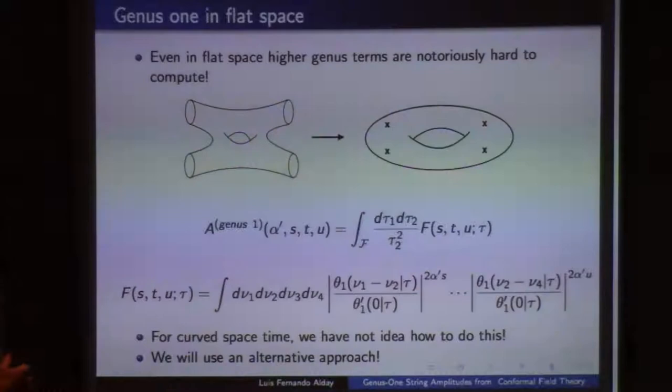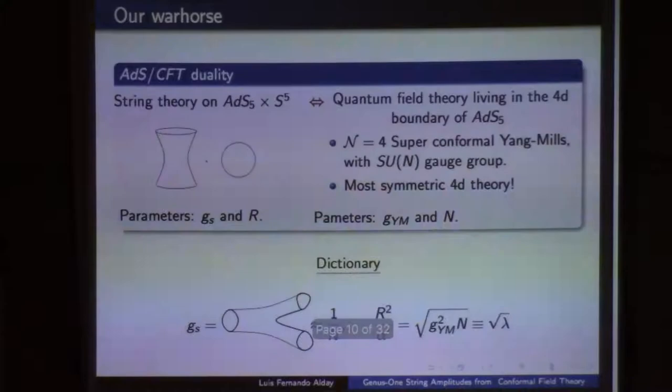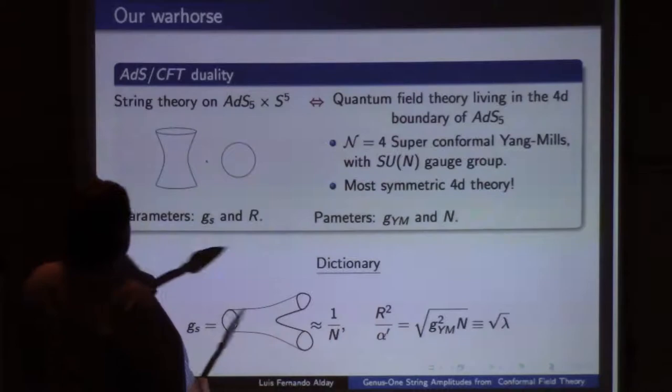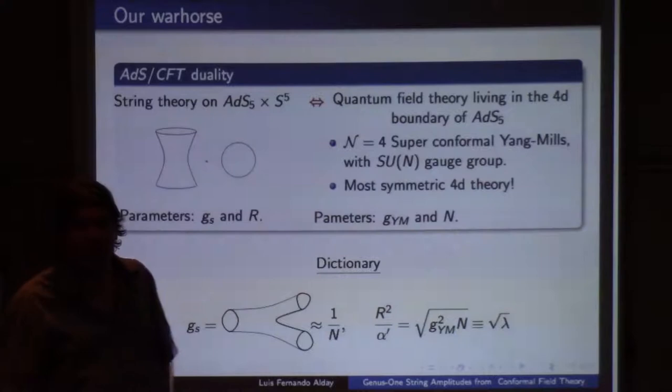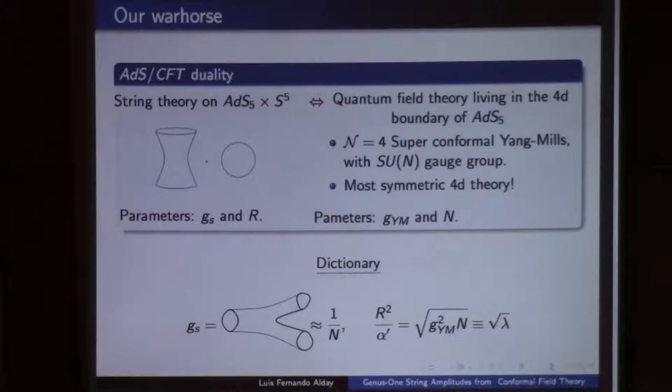Now, our alternative approach, again, will be this AdS/CFT duality that you have heard about several times. As we have seen repeated times, this duality relates a string theory on AdS5 cross S5 to a quantum field theory living in the four-dimensional boundary of AdS5. And as you have seen, the theory here is N=4 superconformal Yang-Mills with SU(N) gauge group, and is the most symmetric gauge theory without gravity that you can have in four dimensions.